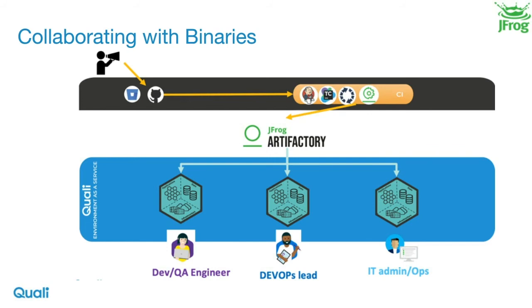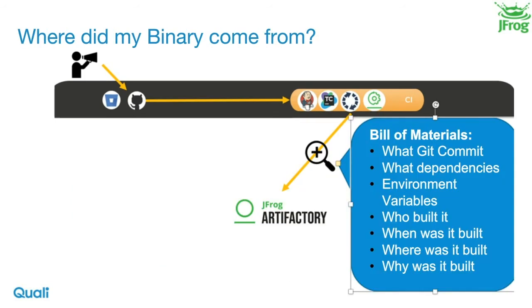And if you have a common source of those binaries, then everybody automatically, naturally starts talking to each other. And it kind of then leads them to ask the question, okay, this is the source of the binaries. How do I know more about the binaries? And so generally speaking, somewhere near the binaries in your artifact management, you want some sort of bill of materials. What Git commits did the developer do? What dependencies were pulled down during the build?